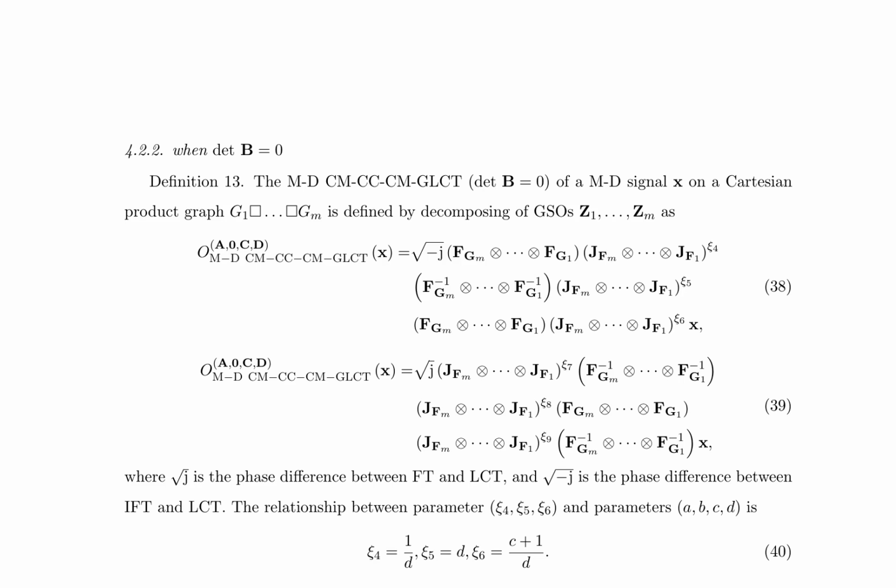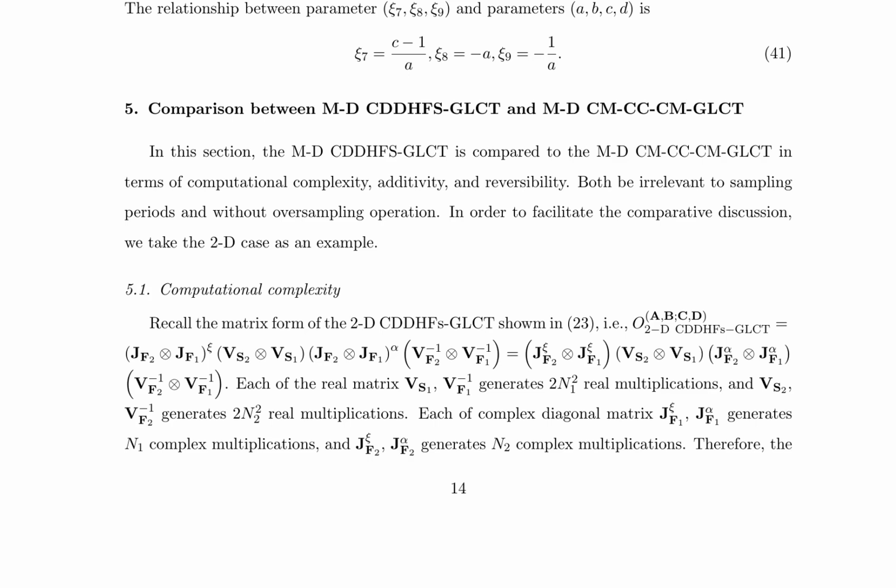The relationships between the parameters are established through equations 37 and 40 for the non-zero case and equations 41 for the zero case. The paper then compares the M-D CDDHFs-GLCT and M-D CM-CC-CM-GLCT in terms of computational complexity, additivity, and reversibility. The 2D case is taken as an example, and the matrix form of the 2D CDDHFs-GLCT is recalled from equation 23. The computational complexity of the M-D CDDHFs-GLCT is analyzed, showing that it requires real and complex multiplications.